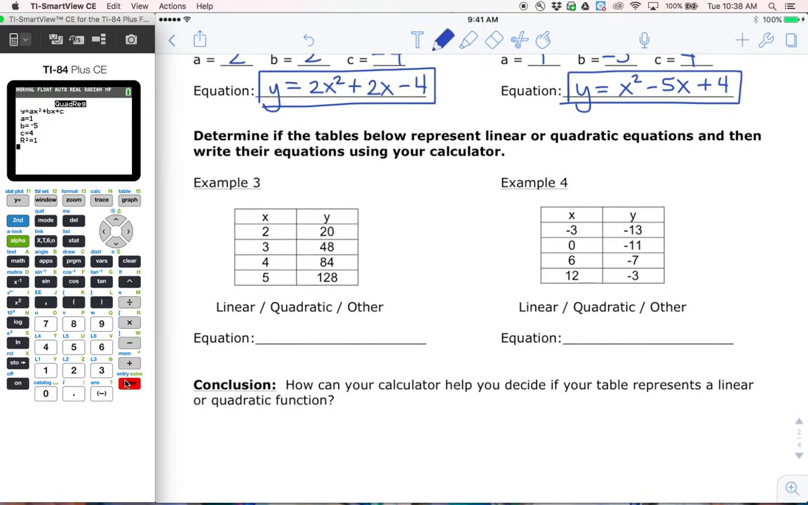to figure out which one is the one that you need. Because if I don't tell you it's linear, you don't know to choose option 4. If I don't tell you it's quadratic, then you're not sure to use option 5. So we've got to know which one's which. And the R value is what's really going to help us here. So I'm going to put in the numbers from example 3.